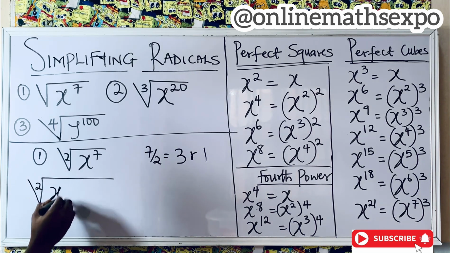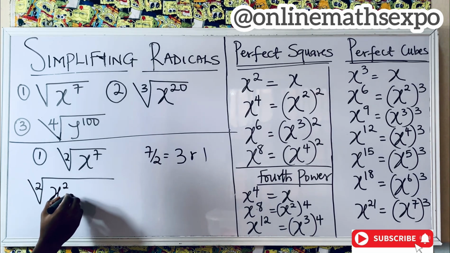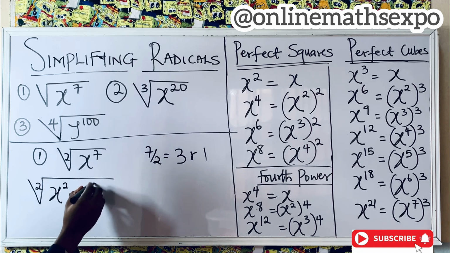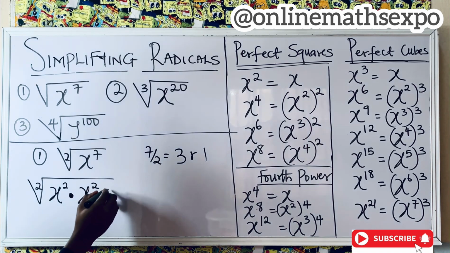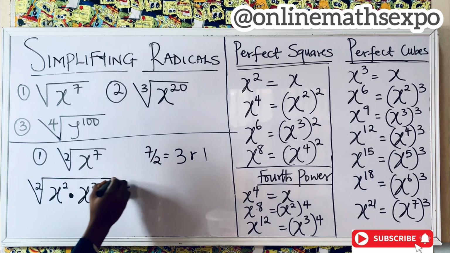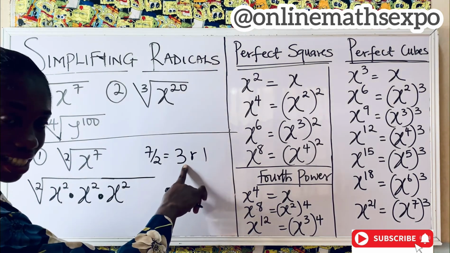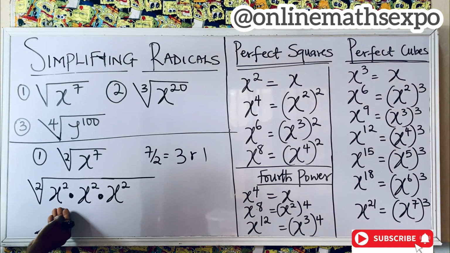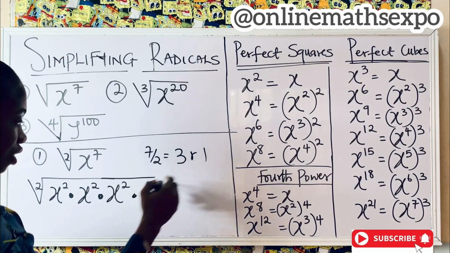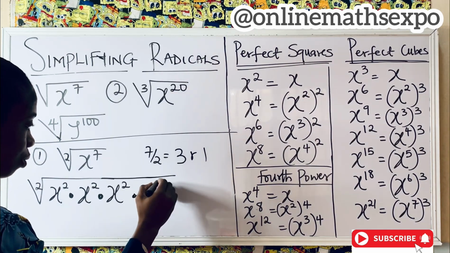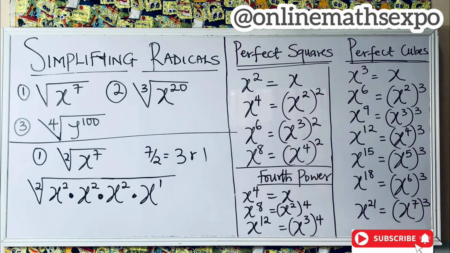Then we have x squared, you multiply another x squared, multiply another x squared. Remember we said it will go in 3 times. You see it? Then 1 will be remaining. So you have x to the power of 1. Did you see how simple that is?